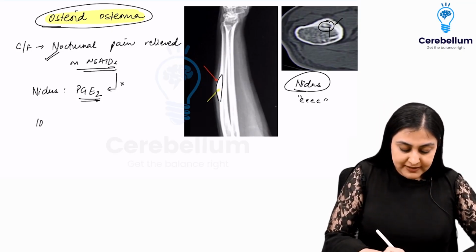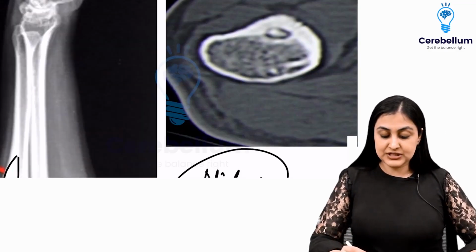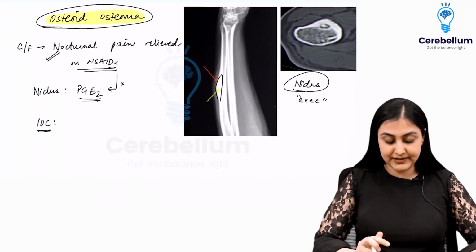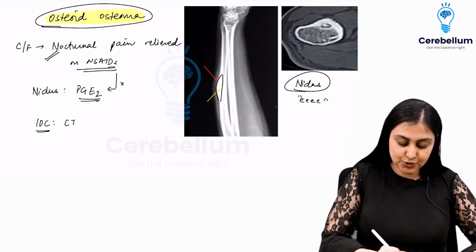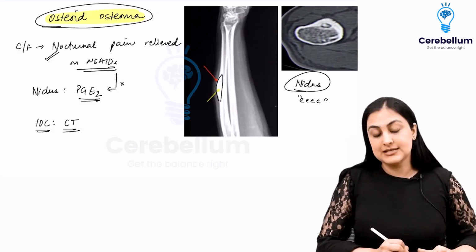Now, what is the investigation of choice? As we discussed, here our main diagnostic feature is going to be this cortical thickening and the presence of this nidus, and that is why CT shows us cortex the best. So here investigation of choice is a CT scan.